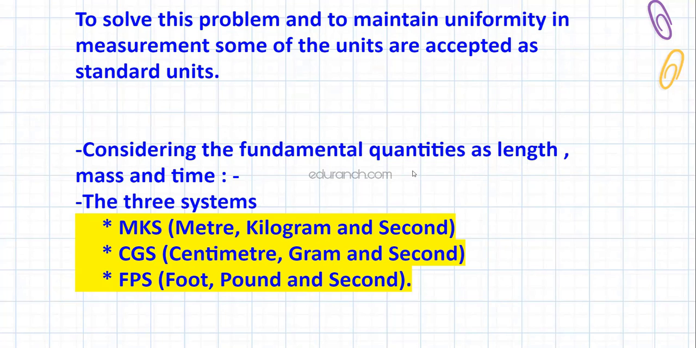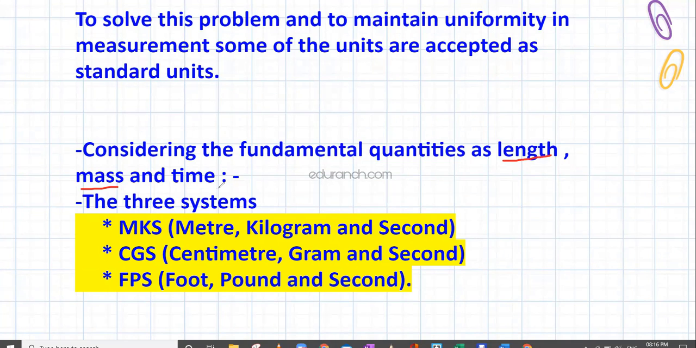Now, there are three fundamental quantities: length, mass, and time. Based on these three fundamental quantities, we have three systems. The first one is MKS. MKS means meter, kilogram, and second. The second one is CGS. CGS means centimeter, gram, second. And the third one is FPS, which means foot, pound, and second.